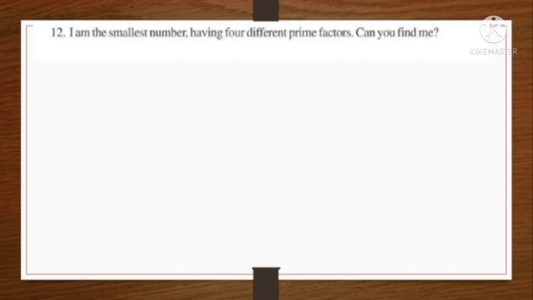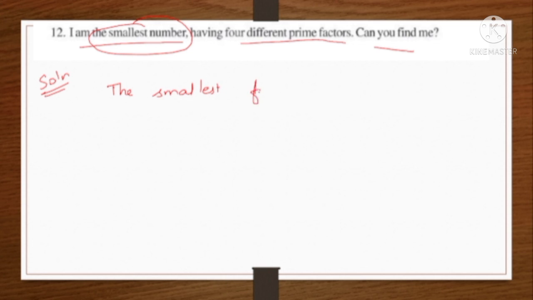Next, moving towards sum number 12. I am the smallest number having 4 different prime factors. Can you find me? So I am the smallest number having 4 different prime factors. Let us choose the smallest 4 prime factors. I am not choosing the same prime factors, different prime factors.